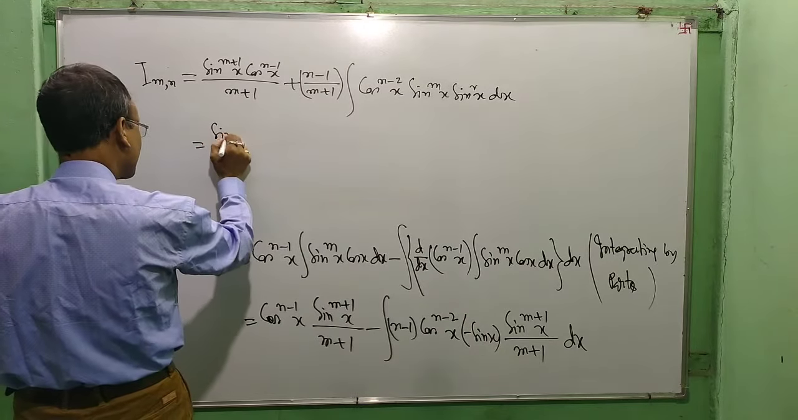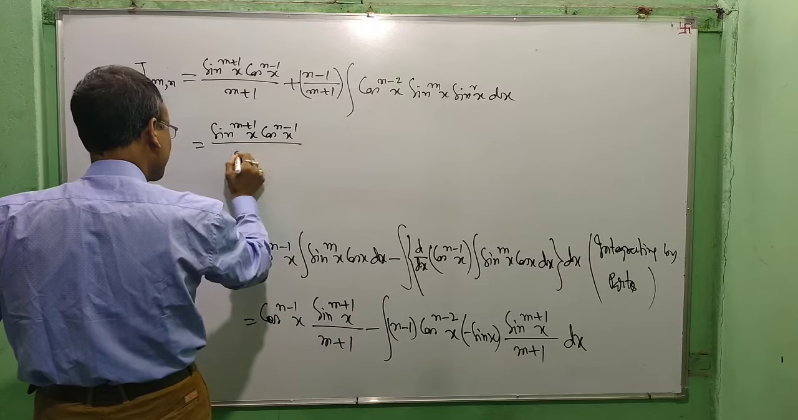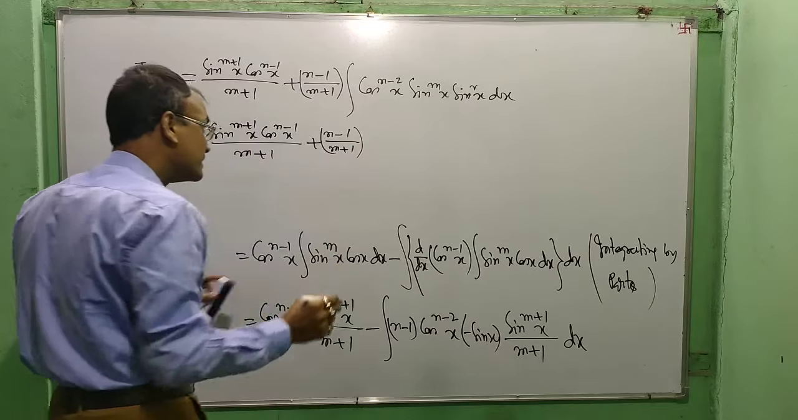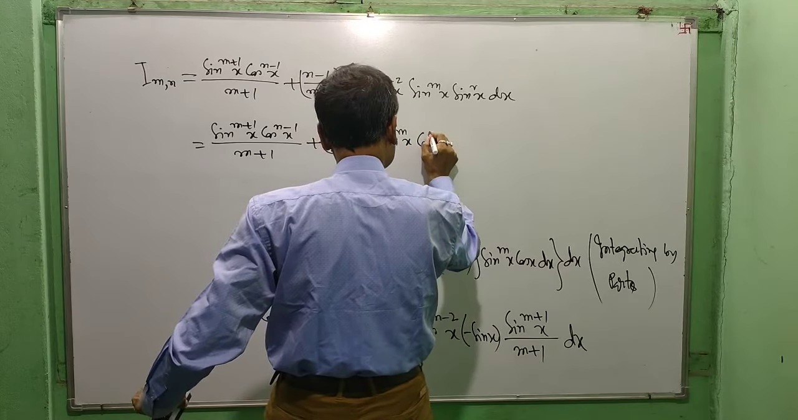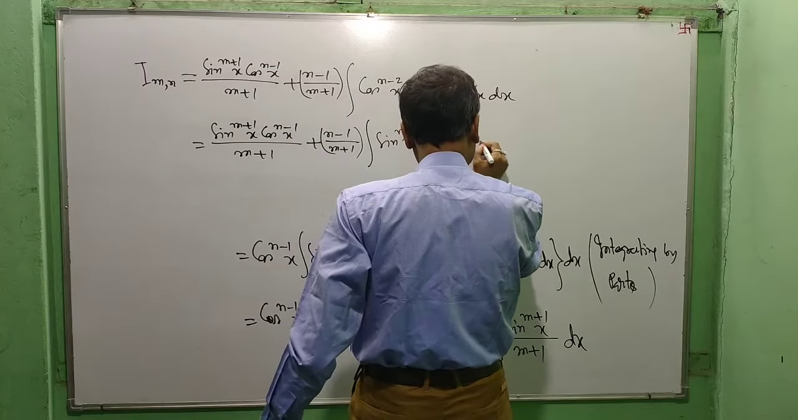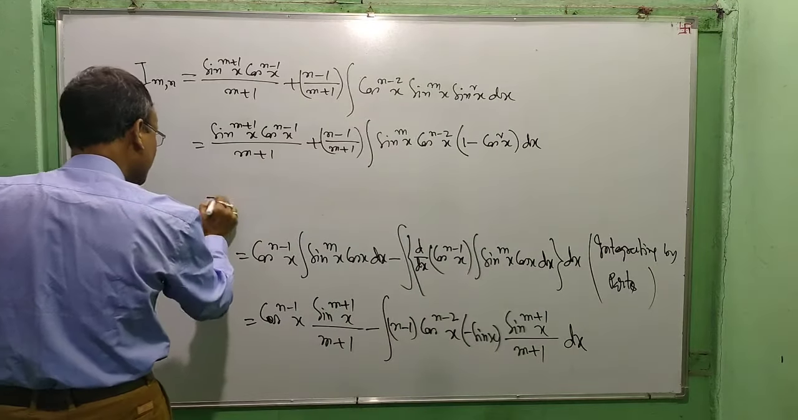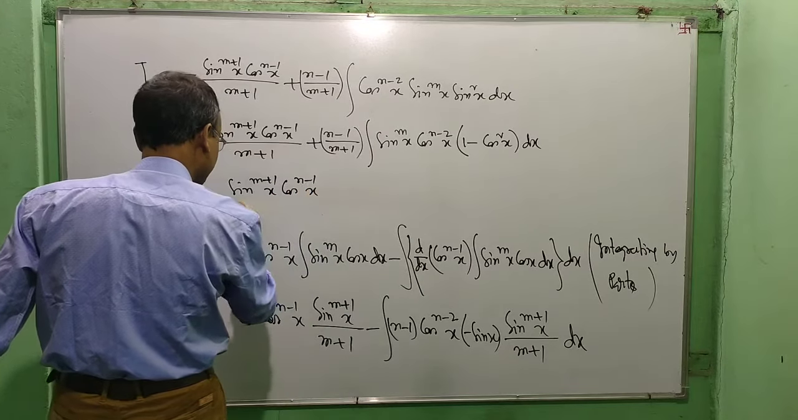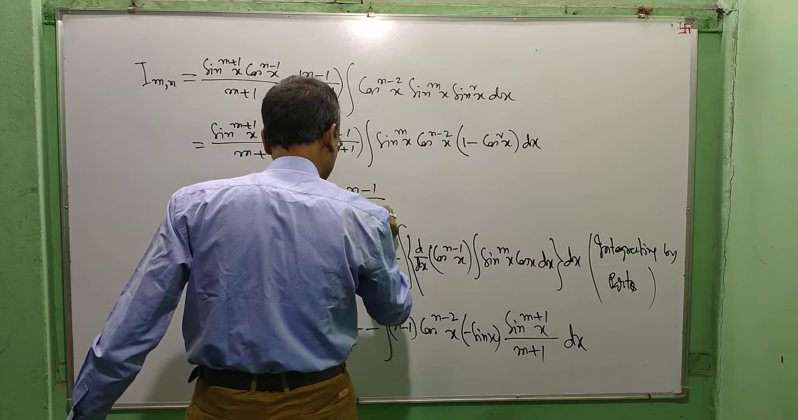Which is equal to sin to the power m plus 1 x cos to the power n minus 1 x divided by m plus 1, plus n minus 1 by m plus 1 integration sin to the power m x cos to the power n minus 2 x for sin square x. I am writing here 1 minus cos square x dx. This is equal to sin to the power m plus 1 x cos to the power n minus 1 x divided by m plus 1 plus n minus 1 by m plus 1.